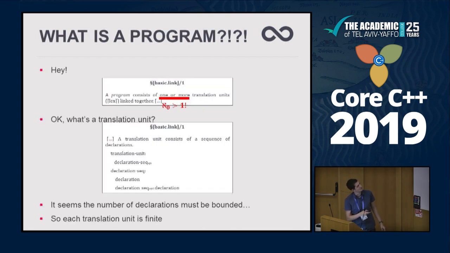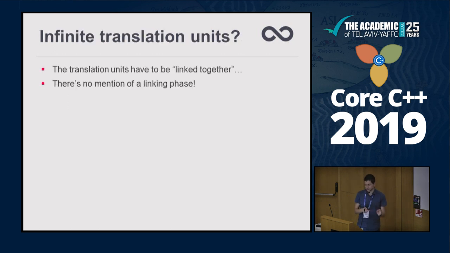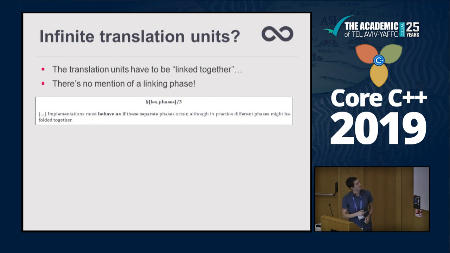Over here, that's a program. But there's no mention of a specific linking phase. They just have to be linked together. There's no action of linking them together. And the implementation must behave as if, when they describe the phases of creating a program, they say they must behave as if these separate phases occur, but they don't actually have to perform them separately.